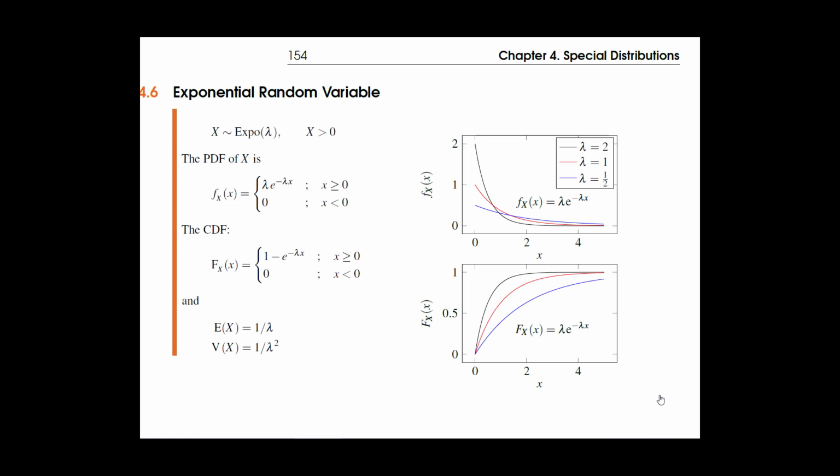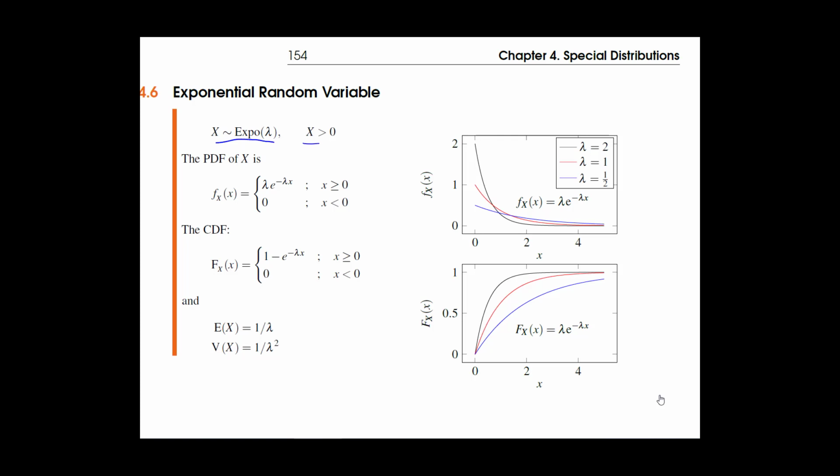Now, the next distribution is the exponential. It's related to the Poisson, as we will see in a minute. So let's start with the standard definitions. That's the notation, expo, with the parameter lambda. That's the same lambda as the Poisson, right? So it is the rate. It has units, number of vehicles per hour, for example.